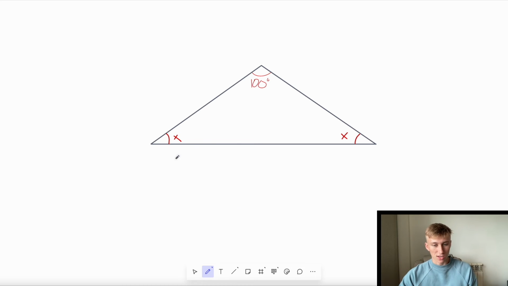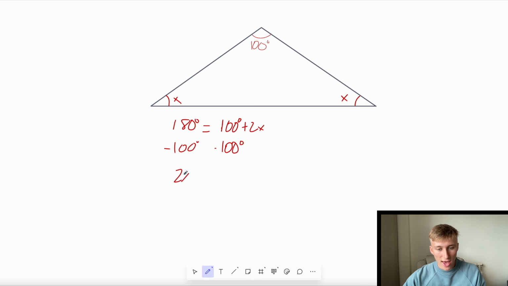So guys, what we know is that 180 degrees is equal to all of these three angles added together. So it would be 100 degrees plus 2X. All we'd have to do is plus 2X because we know that the X's are the same. So then guys, what we'd do is minus 100 degrees from each side. Then guys, we'd be left with 2X is equal to 80 degrees.